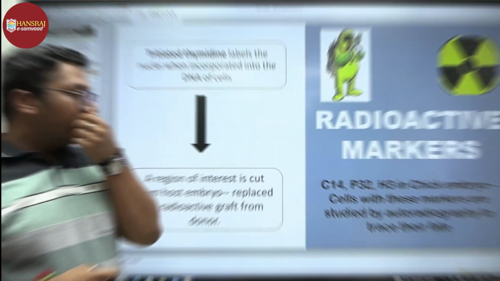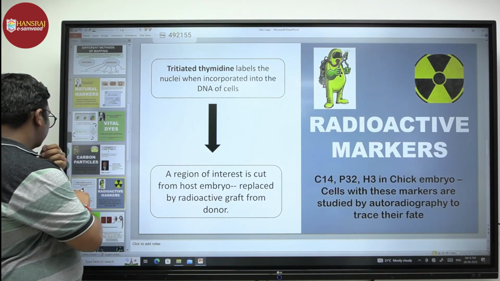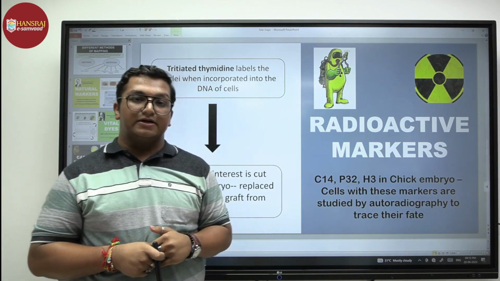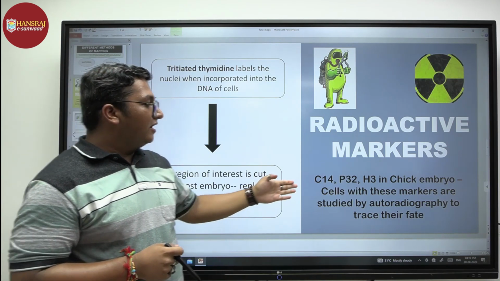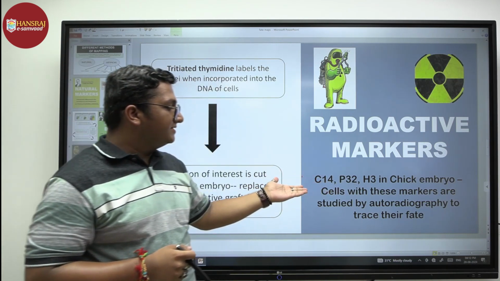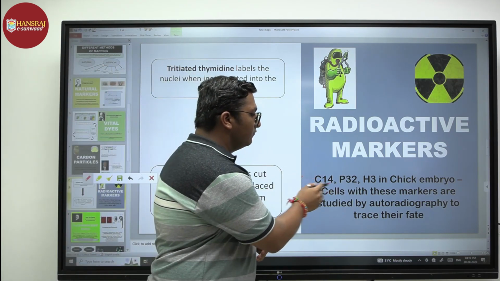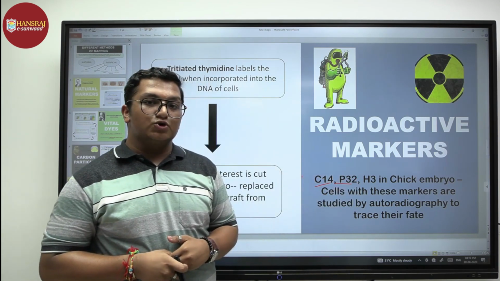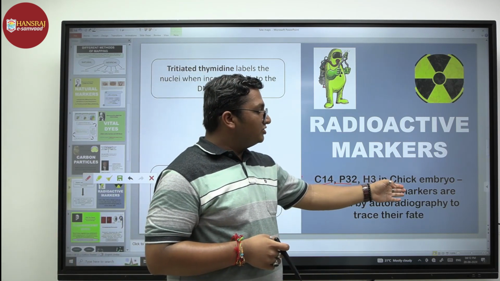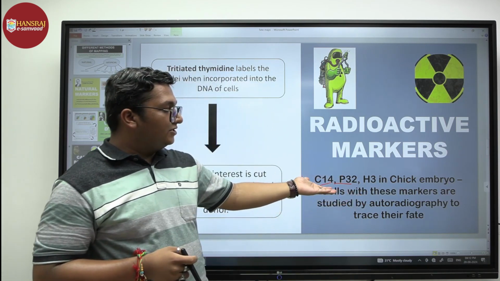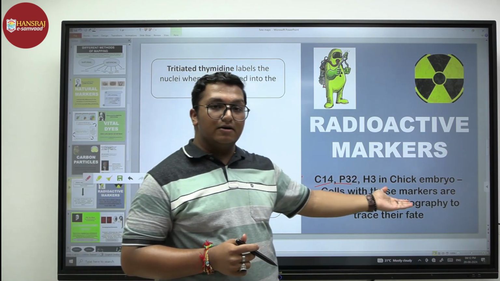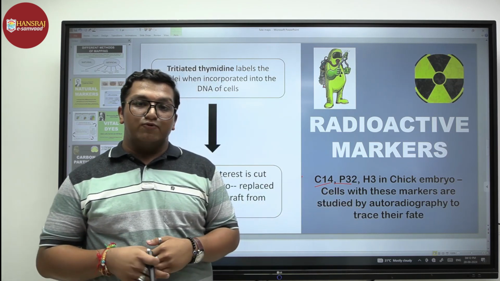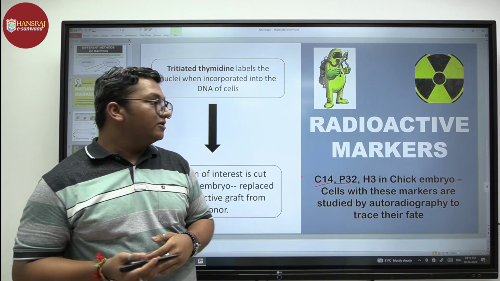We have radioactive markers. So what are radioactive markers? These are also an artificial method of labeling. I have also mentioned a few examples like carbon 14, phosphorus 32, and H3, which is tritium, an isotope of hydrogen. In chick embryo cells, these all were used, and through these markers, by the technique of autoradiography, the cell movements were traced and the fate maps were made.